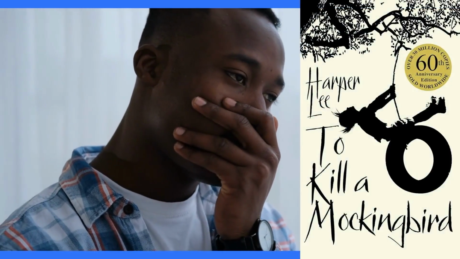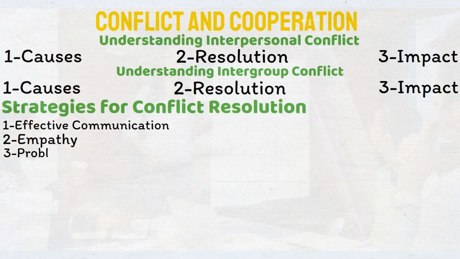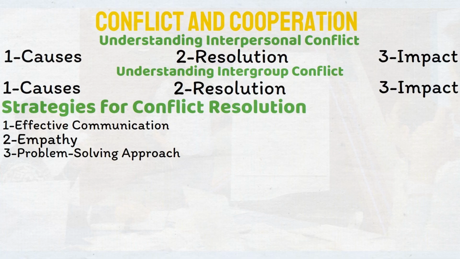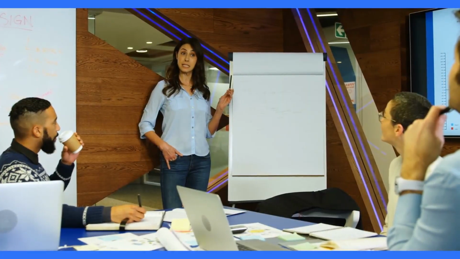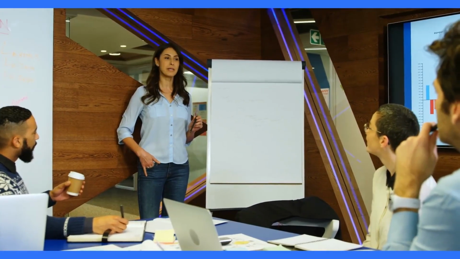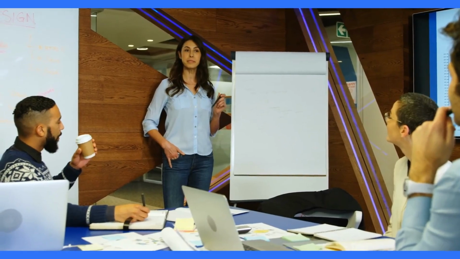As Atticus Finch in Harper Lee's To Kill a Mockingbird wisely advised, "You never really understand a person until you consider things from his point of view, until you climb inside of his skin and walk around in it." Problem-solving approach. Focusing on the problem rather than on the individuals involved helps in finding mutually acceptable solutions. This approach involves identifying the underlying needs and concerns of each party and collaboratively seeking a solution that addresses these.